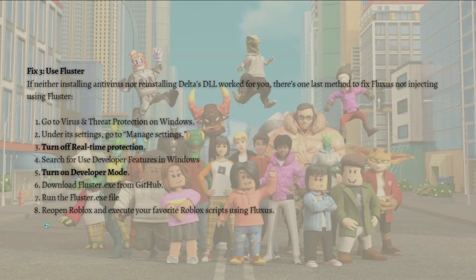Then what you can do next is to use Fluster. So if neither uninstalling antivirus or reinstalling Delta's DLL work for you, there's one last method to fix Fluxus not injecting: use Fluster. So first, just go to the virus and threat protection on your Windows, and under its settings, just go to manage settings.